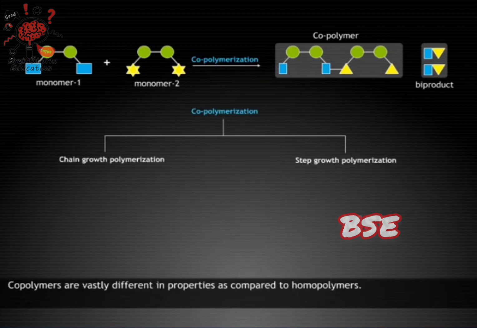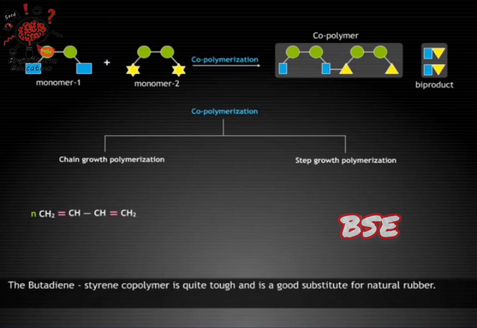Copolymers are vastly different in properties as compared to homopolymers. The butadiene styrene copolymer is quite tough and is a good substitute for natural rubber.